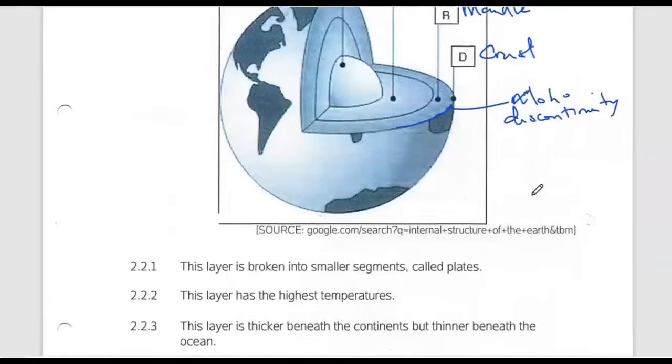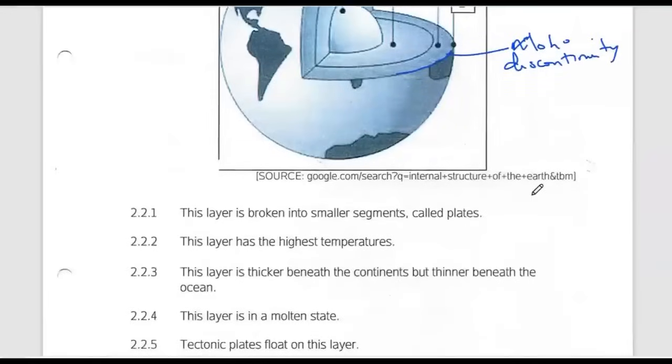But what matters here is us getting responses to our questions. This layer is broken into smaller segments called plates. Which layer is broken into smaller segments, which are called the plates? That is automatically the crust, which is D. Then this layer is the highest temperature. Where do we get the highest temperature? We get the highest temperature in C. Then we go on to is thicker beneath the continents but thinner beneath the oceans. Right. This is the crust, which is D again. This layer is in a molten state. The molten state is the mantle, which is B.